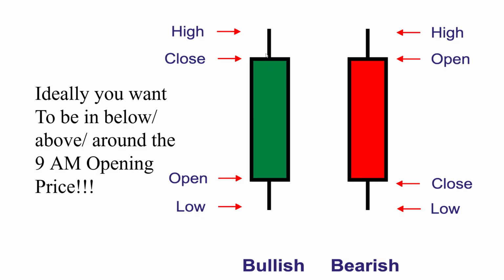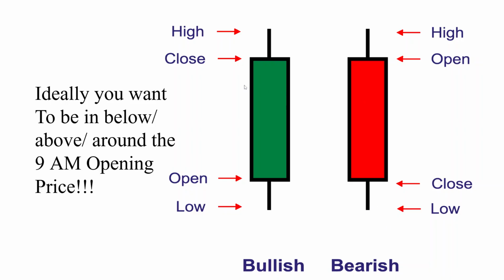So if you're going long, ideally you want to be in under the open price or below it. This is the 9 a.m. open. You want to be in somewhere down here. You want to catch the wick and add as many positions as possible on the bottom of the candle as it expands upward. If you're going short, you want to be in somewhere around the wick and near the open price as it expands downward.